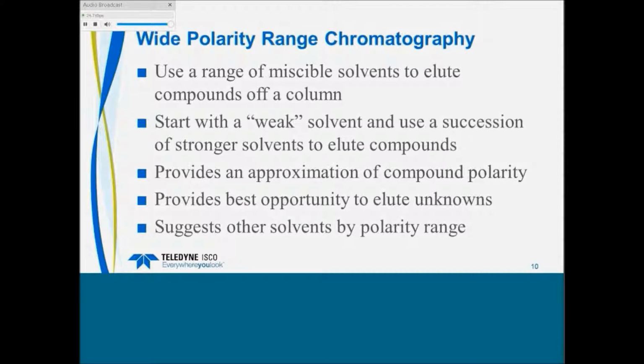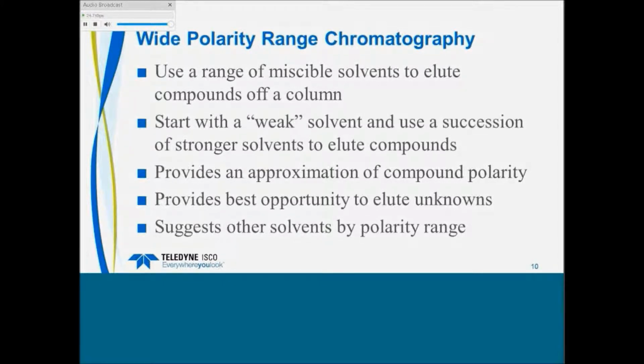Wide polarity range chromatography uses a range of miscible solvents to elute compounds off of a column. We always start off with a weak solvent and use a succession of stronger solvents to elute the compounds. What do I mean by weak and strong solvents? Well, a strong solvent is a solvent that elutes the compound off of the column very easily. A weak solvent tends not to elute compounds.